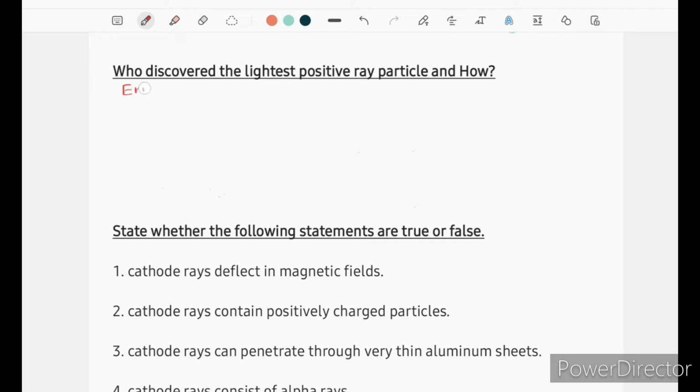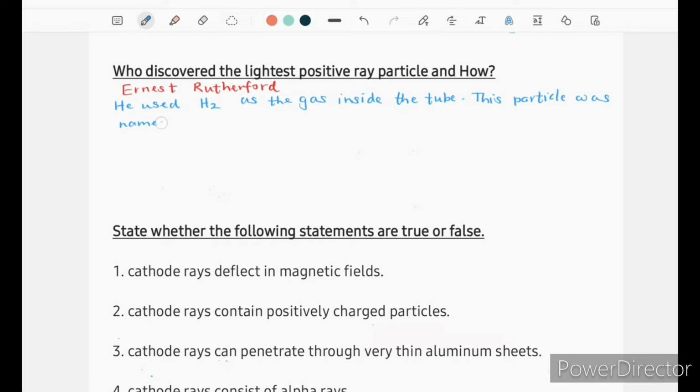Who discovered the lightest positive ray particle and how? Ernest Rutherford discovered the lightest positive ray particle. He used hydrogen gas as the gas inside the tube. This particle was named proton by Rutherford.